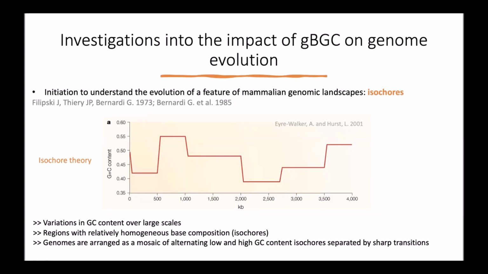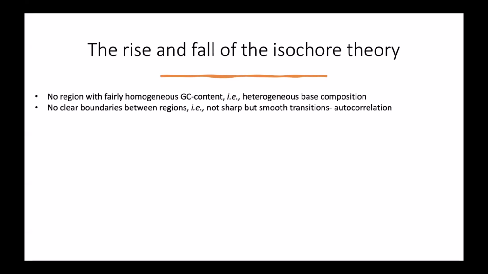genomic data, we started to realize the classic isochore theory does not perfectly fit the empirical data. Firstly, there was no fairly homogeneous GC content region, but there was some heterogeneity. Also, the clear boundaries between these regions, as suggested by the isochore theory, couldn't be defined. So instead of sharp transitions, there were autocorrelations, which means that the transition from a high GC content to a low one was occurring through an intermediate.